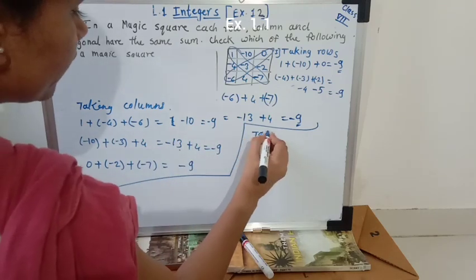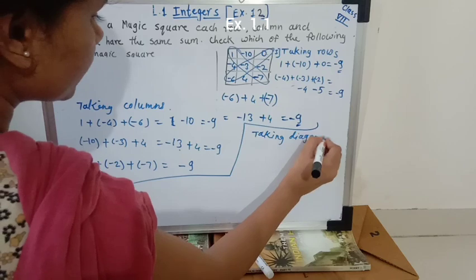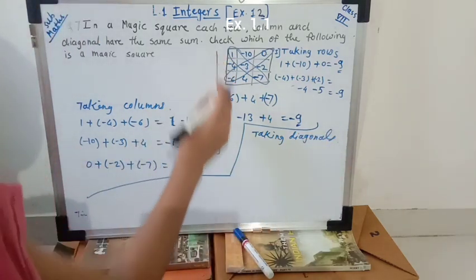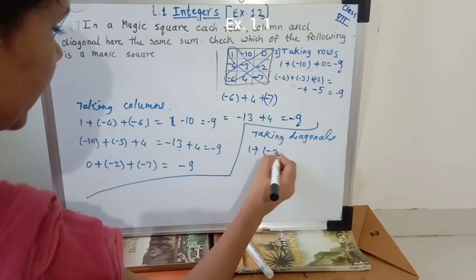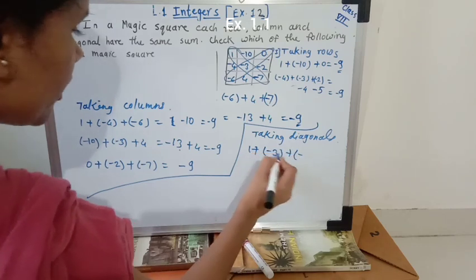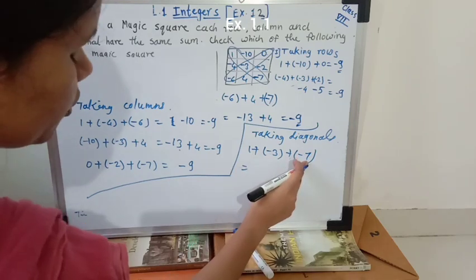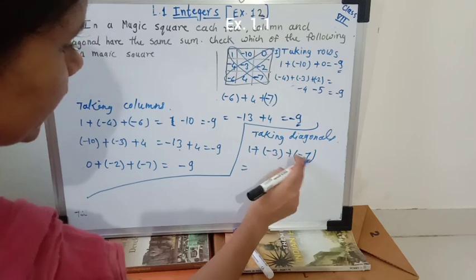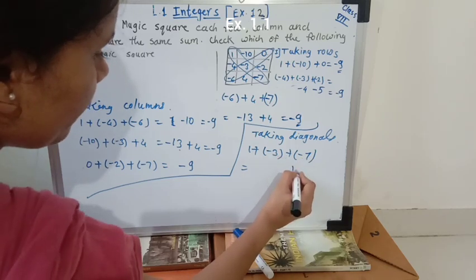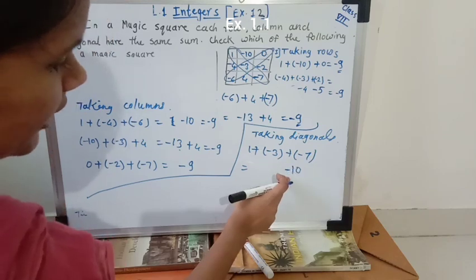So here taking diagonals, the first diagonal is 1 plus minus 7 plus minus 3 plus minus 7. Okay, here two negative numbers are there, so we have to do the addition of both negative numbers. 3 plus 7 is equal to minus 10. Minus 10, why? Because 7 is the bigger number, we have given the sign of the bigger number.